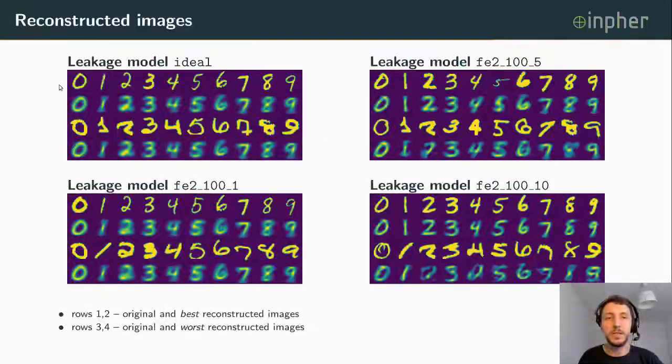In the case of the ideal leakage model, we can see that the reconstructed images are simply averages of input images corresponding to a digit, because we cannot infer any other information from the class of X, or the class of the digit itself. On the contrary, in the case where classification uses a quadratic function encryption with 10 evaluations, in the best reconstructed case, we can see that the shape of a digit is very well reconstructed. So it represents a huge leakage of information.